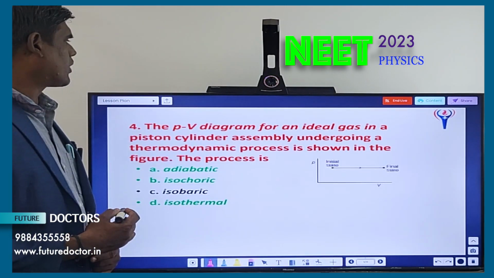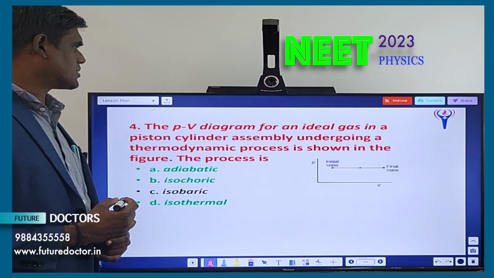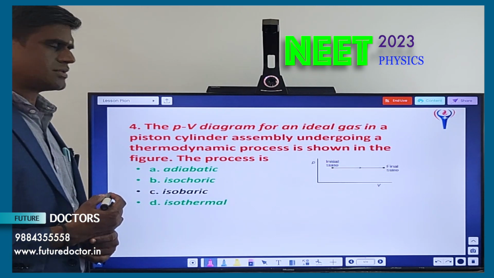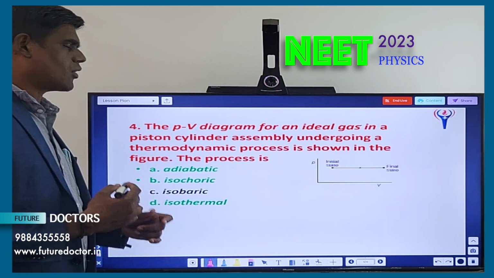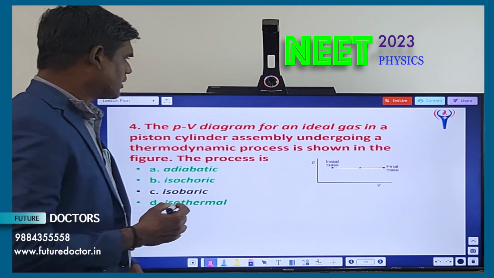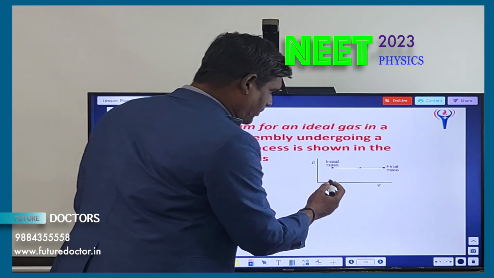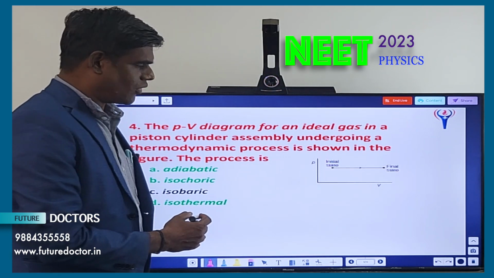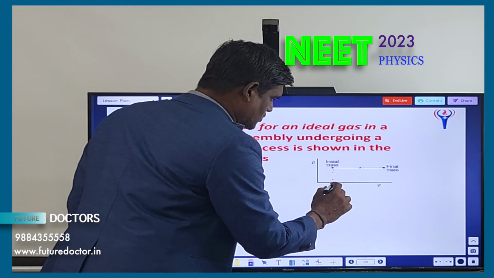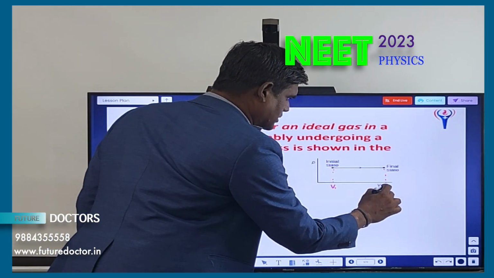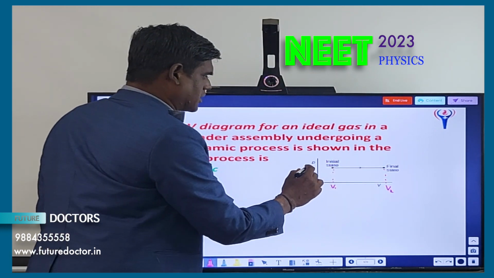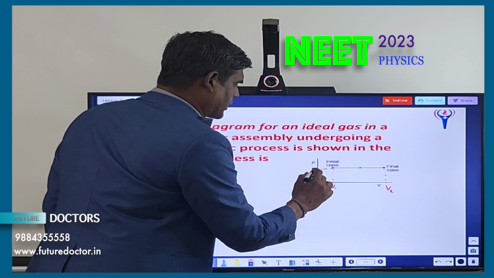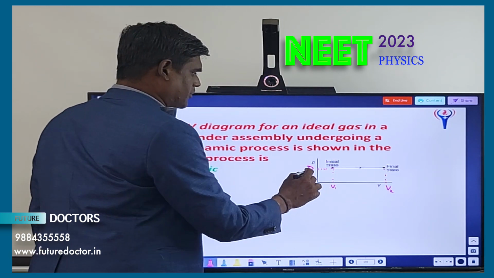The PV diagram for an ideal gas in a piston cylinder assembly undergoing a thermodynamic process is shown in the figure. The process is dash. That is a PV diagram, pressure with respect to volume. Volume is changing as V1 to V2, increasing volume. But what about the pressure? Pressure is the same, constant pressure.